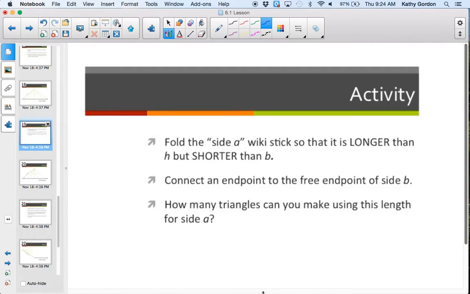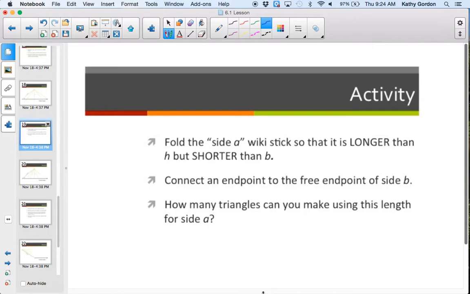Because it's shorter than B. What's possible? Well, you can do, yeah. So you can do that. All right. Those. How many? 2. How many? If you go on the inside.